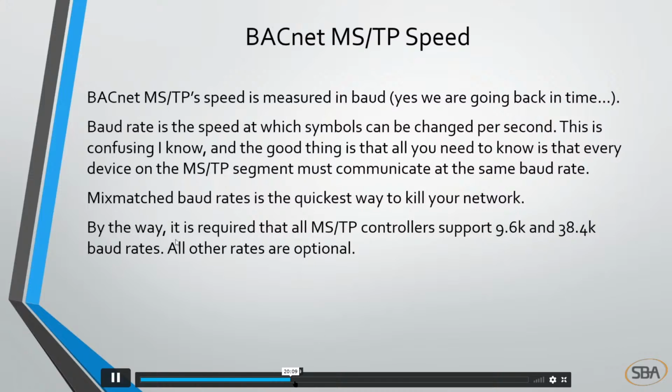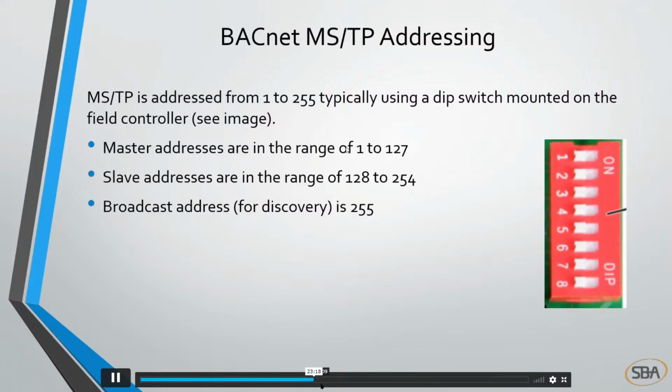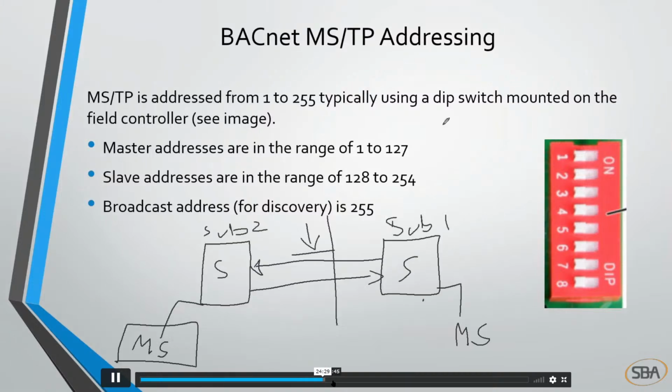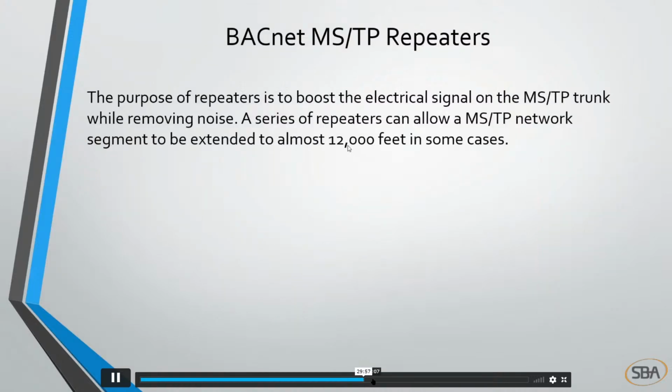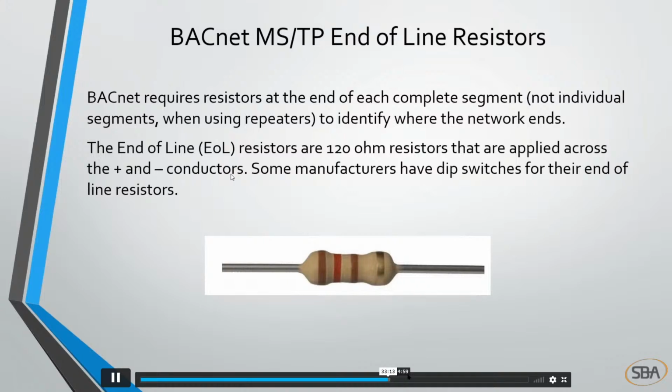Okay, so we keep moving along, and skip addressing here. I'm going to skip over repeaters and move to end-of-line resistors. End-of-line resistors are 120 ohm resistors that are applied across the positive and negative conductors. They can be dip switches on controllers as well.